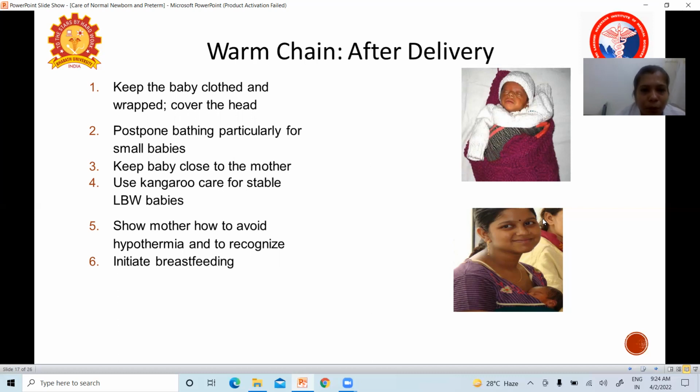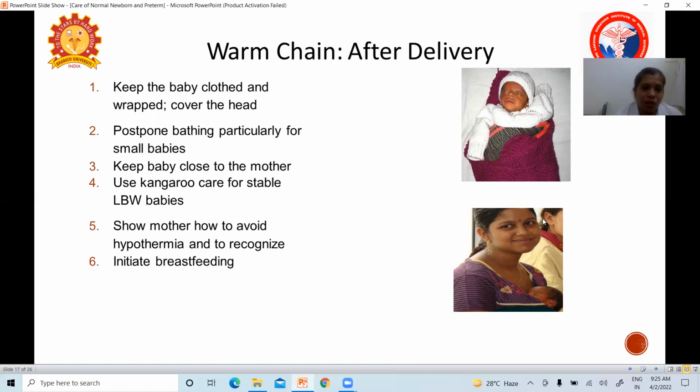Now, the baby should be kept close to the mother. That is rooming in. It will not only keep the baby warm, it is also going to promote breastfeeding and increase the breast milk output. Then kangaroo mother care or kangaroo father care. It is suitable for stable low birth weight babies. They are going to rapidly gain weight. They will be prevented from many kinds of sepsis and they have better neurodevelopmental outcome if we are giving kangaroo care for stable newborns. It can be given by the mother or any of the family members.